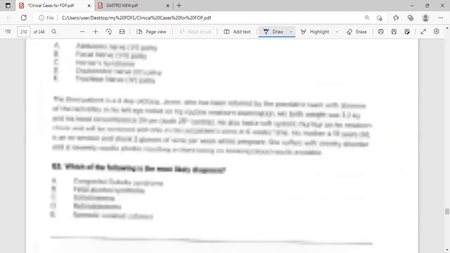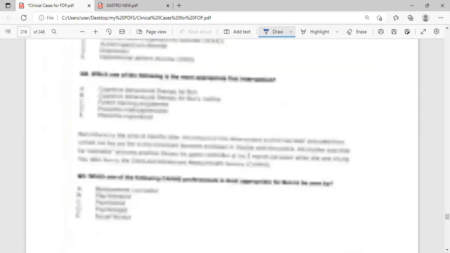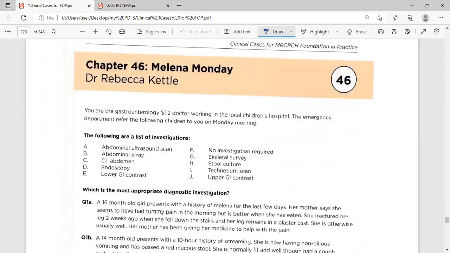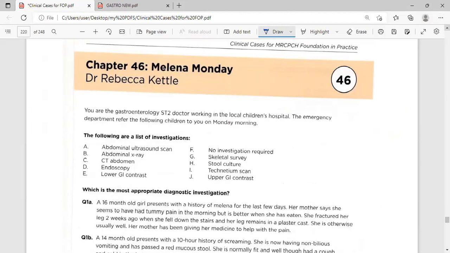Go to case number 46. Clinical cases FOP is not only important for the Foundation of Practice FOP exam, it is also a part of AKP if you're going for the part 2 exam. In AKP, almost one third of the portions are from clinical cases of FOP.